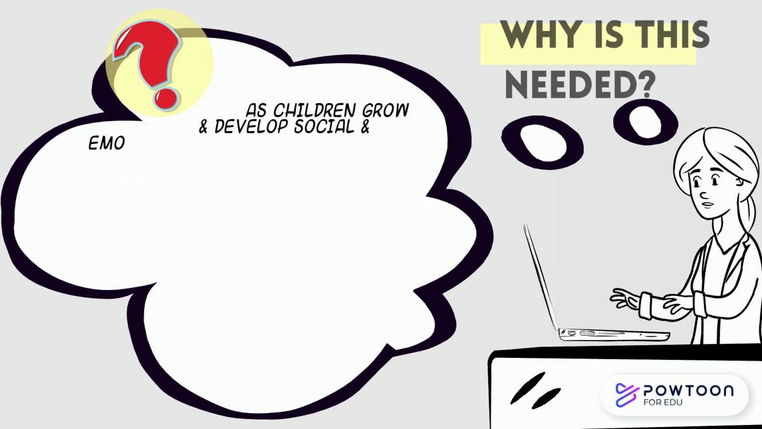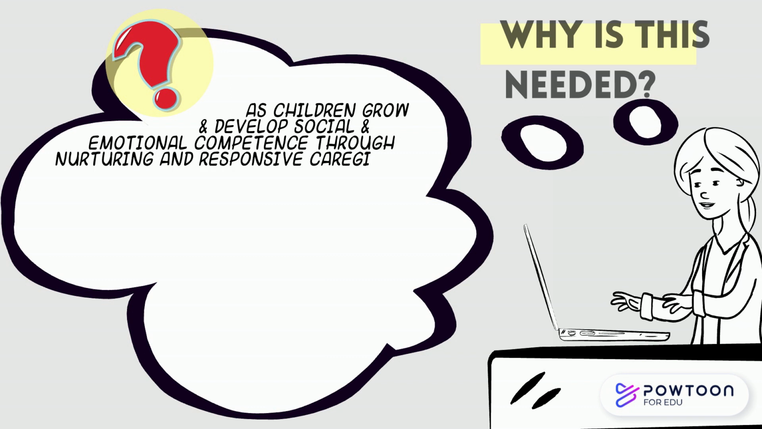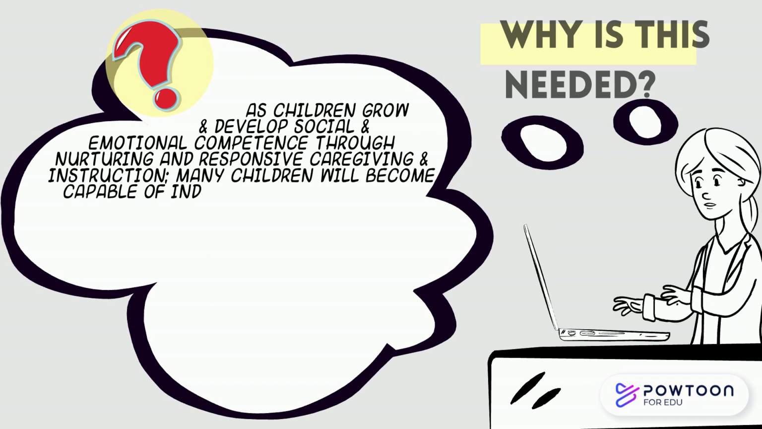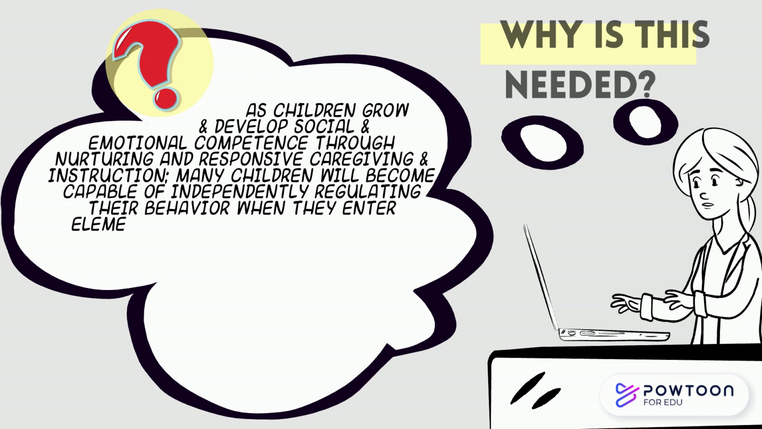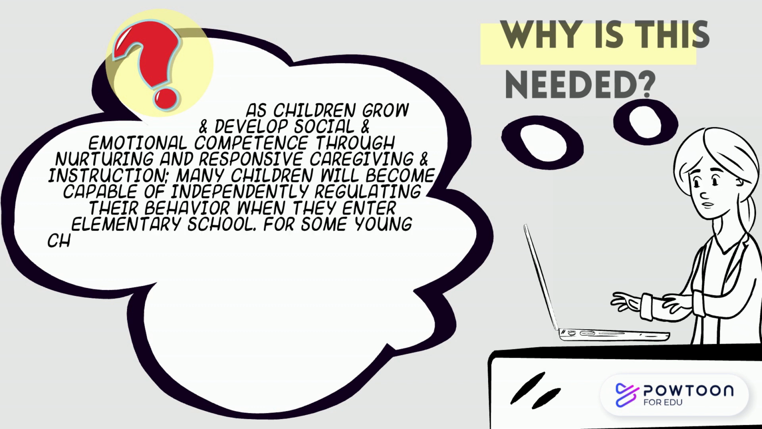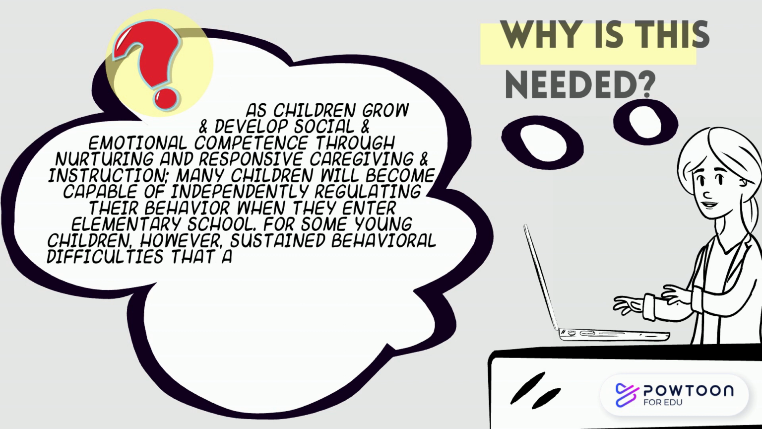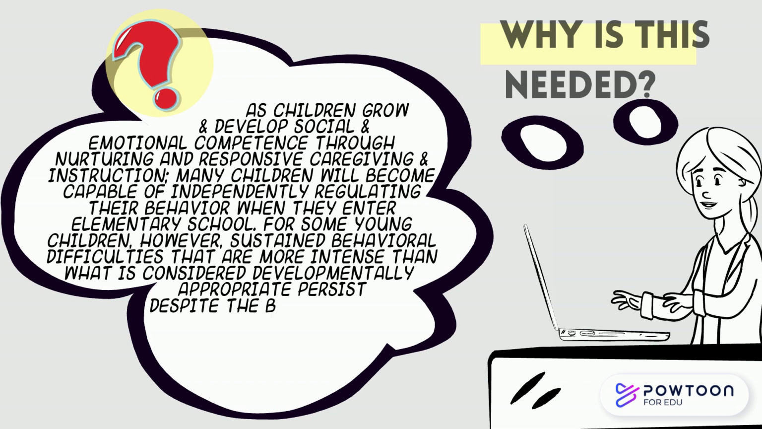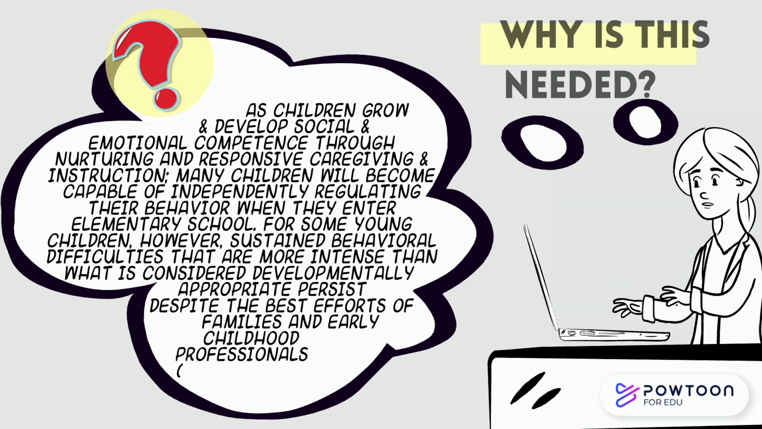So you may be asking yourself, why is this even needed? Well, research shows that as children grow and develop social and emotional competence through nurturing and responsive caregiving and instruction, many children will become capable of independently regulating their behavior when they enter elementary school. However, for some young children, sustained behavioral difficulties that are more intense than what is considered developmentally appropriate persist, despite the best efforts of everyone involved, families and early childhood professionals.